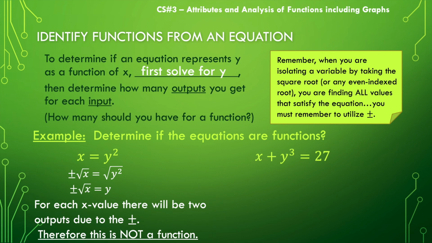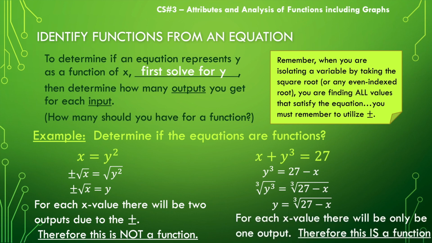Let's look at this next example. x plus y cubed is equal to 27. Let's solve for y. The first thing I would want to do is subtract x. So y cubed is equal to 27 minus x. Then I would want to isolate the y by taking the cube root. Notice the cube root is not an even indexed root, so I don't need plus or minus here. So I would just say the cube root of y cubed is equal to the cube root of 27 minus x, or y is equal to the cube root of 27 minus x. And notice that whatever I put in for x, I'll only get one output. So therefore, this is a function.